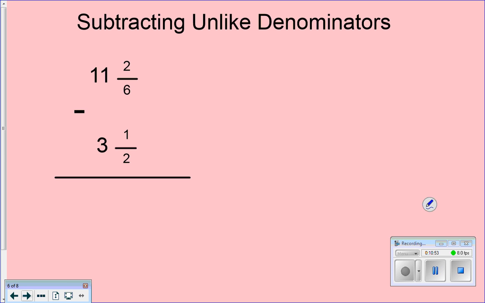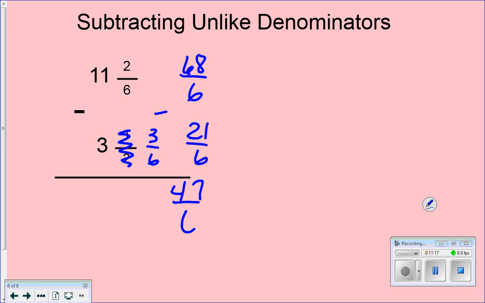Okay, I would use 6 as a common denominator. Now listen. Before you do anything, you have to change the denominator. You can't just make this into an improper fraction. You have to change it. So this would be 3/6. Then if you make improper fractions, this would be 68 over 6. This would be 18, 19, 20, 21 over 6. And you're subtracting, so you're going to get 47 over 6, right?